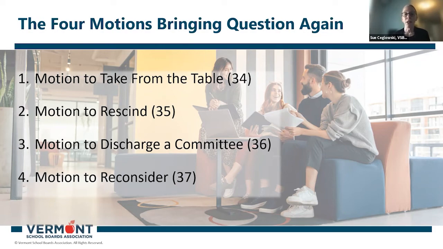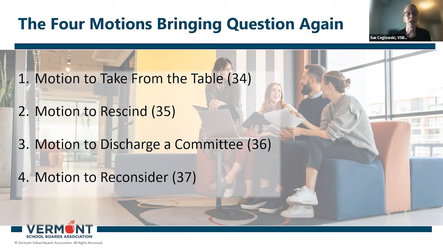Starting off with the motion to take from the table, it's covered by section 34 and resumes consideration of a main motion which lies on the table. So we talked earlier about the motion to lay on the table. This is the motion to take from the table. It's how you get the motion off of the table. The next is the motion to rescind. It's covered by section 35. And it's used to cancel an entire main motion that has been adopted and that has continuing force and effect.